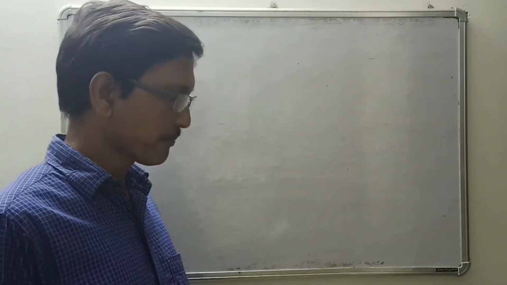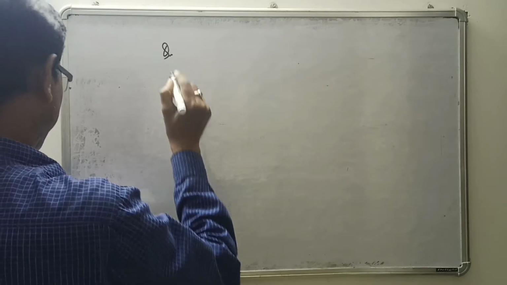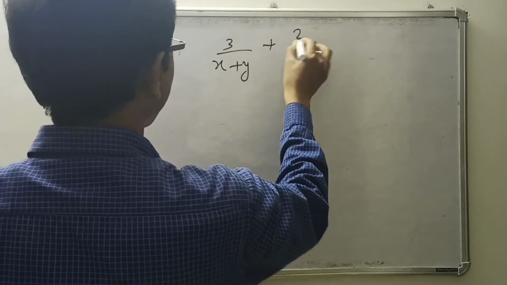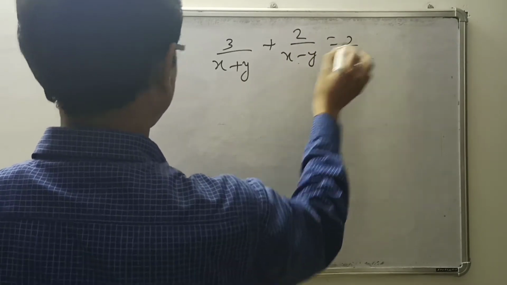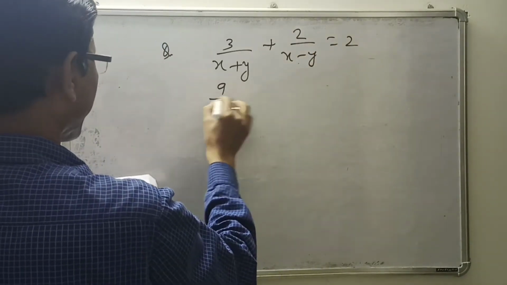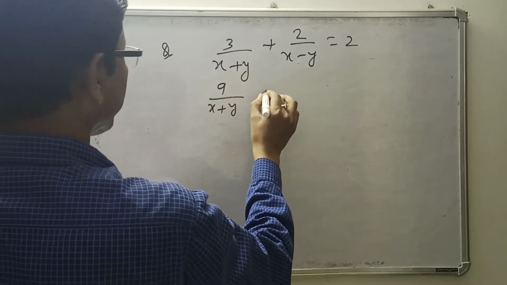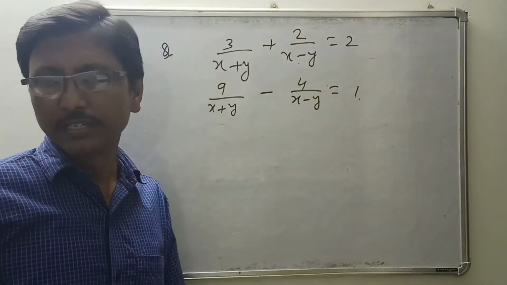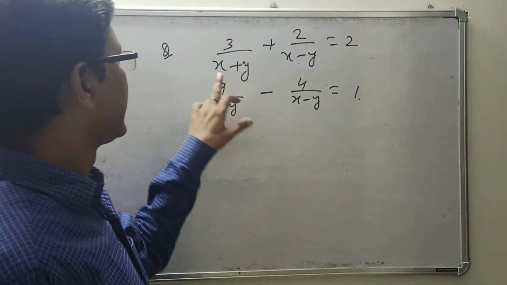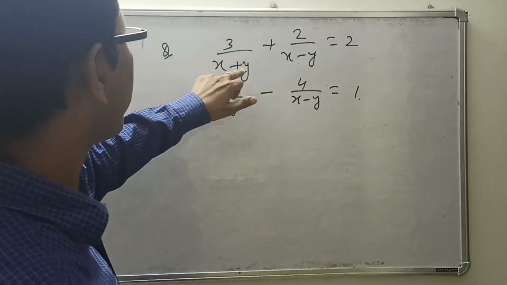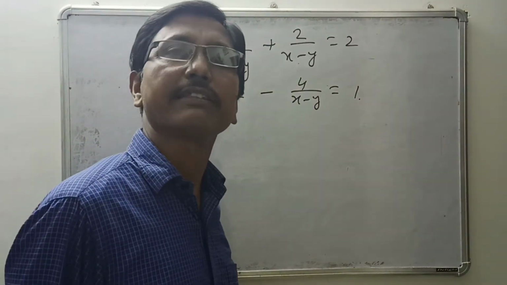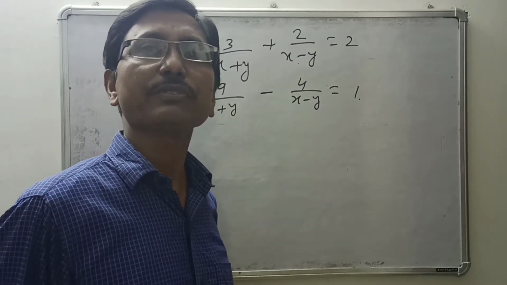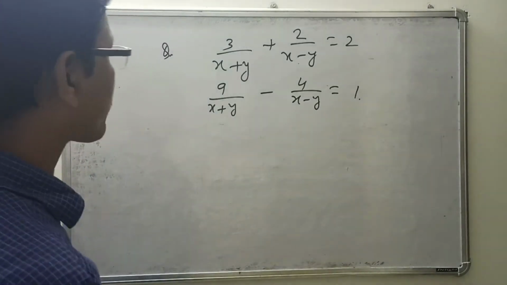See the question first. Suppose you have the question 3 by (x plus y) plus 2 by (x minus y) equal to 2, and the second equation 9 by (x plus y) minus 4 by (x minus y) equal to 1. How do we solve this? Here you have the variables in the denominator, like x plus y and x minus y. So first of all, you have to express this in the simplest or standard form.